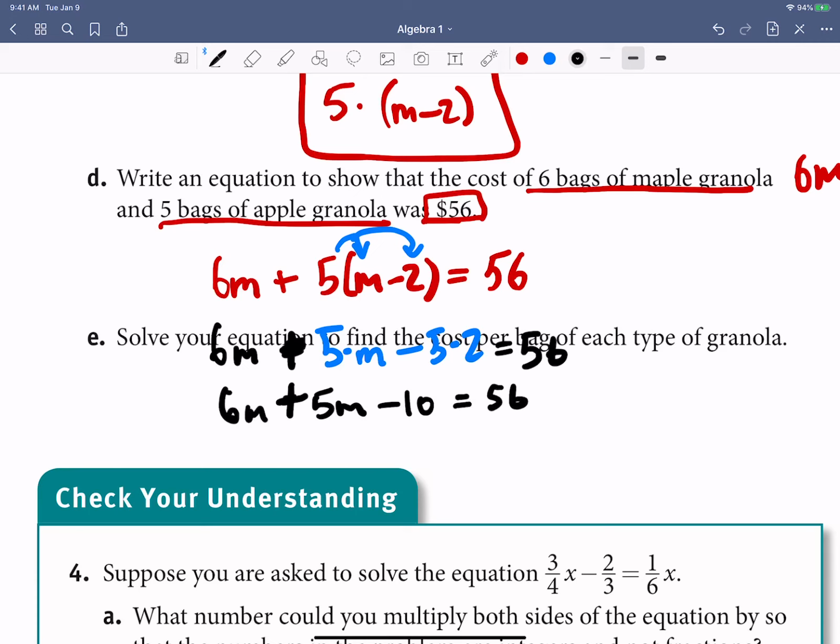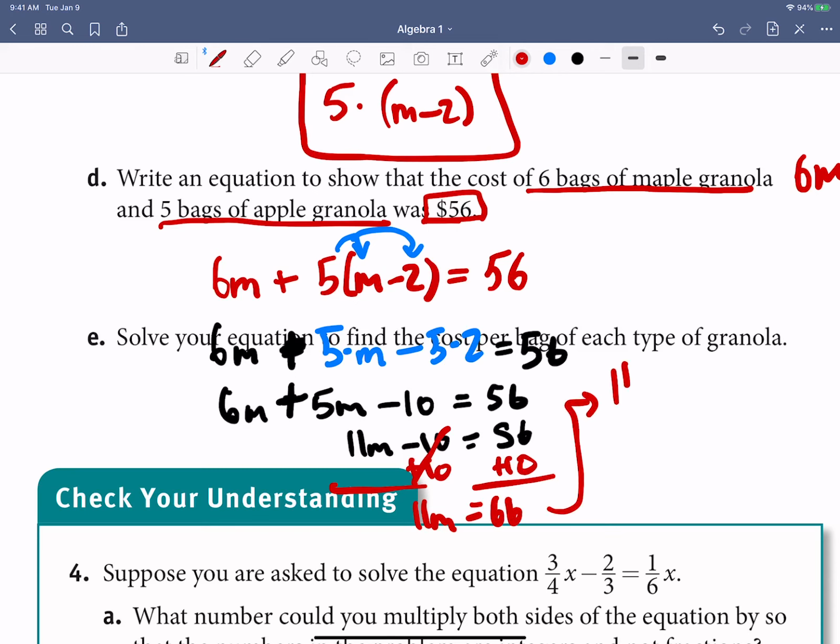First, we combine the like terms. 6 plus 5 is going to be 11M minus 10 is equal to 56. And then you're going to want to get rid of this minus 10 by doing plus 10. This is going to go away. And so then it's going to be 11M equal to 66. Now to get M by itself, we're going to divide both sides by 11. 66 divided by 11 is going to be $6.